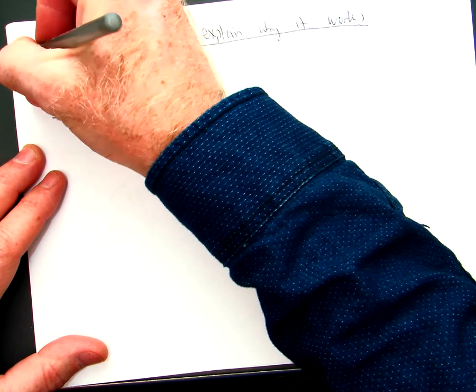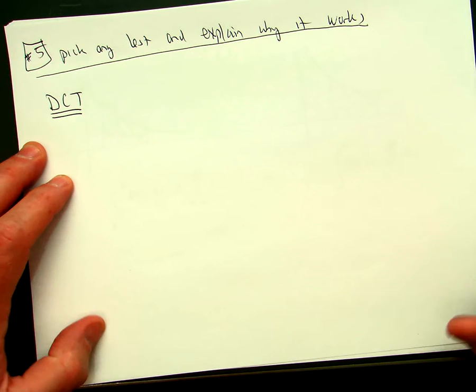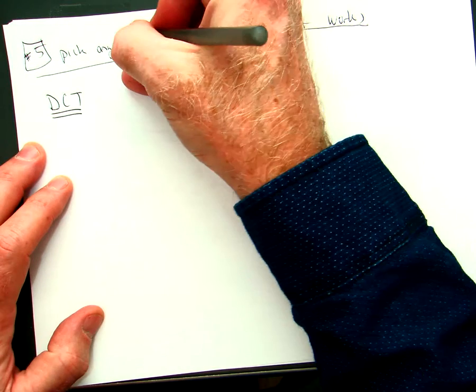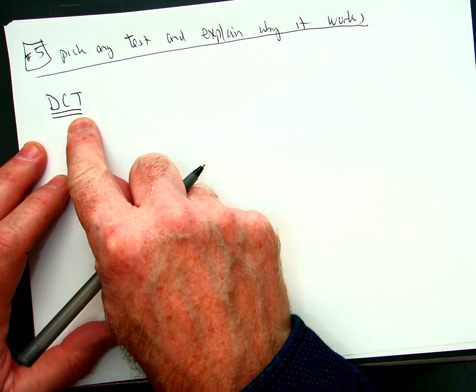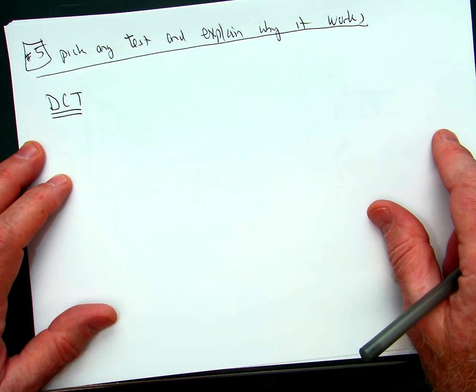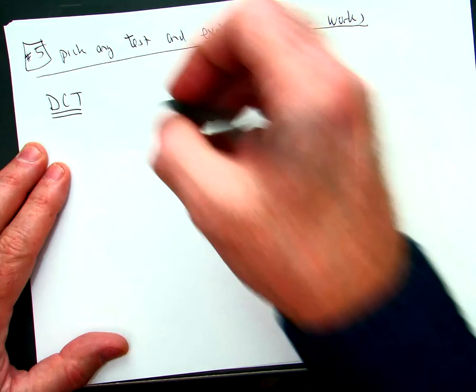Okay, so problem number 5, it said pick any test and explain why it works. I'm going to do two. I'm going to do the direct comparison test, and then I'm going to do the integral test. And they're kind of similar.